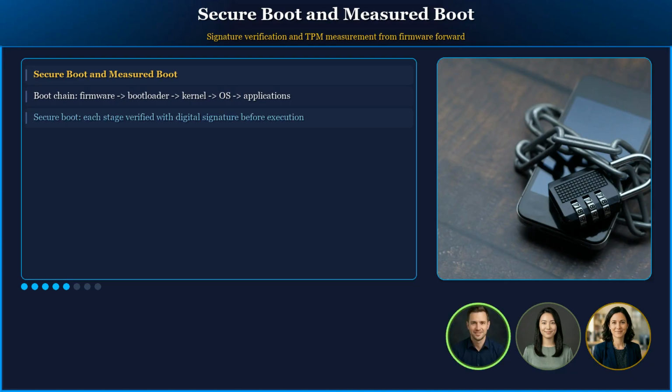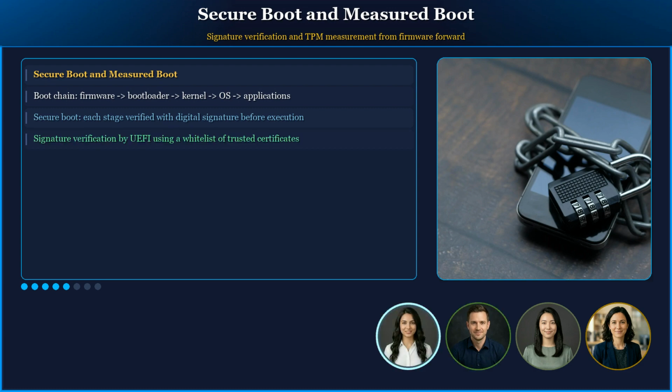If the signature verification fails, if the bootloader has been modified or replaced, UEFI halts the boot process. The system refuses to run code that was not signed by a trusted authority. Bootkits and rootkits that try to install themselves before the OS loads are defeated by this.